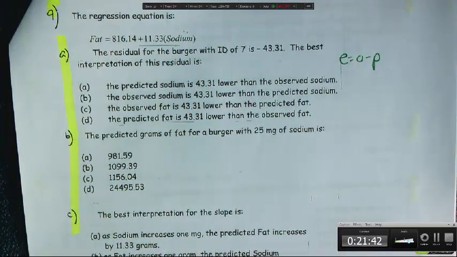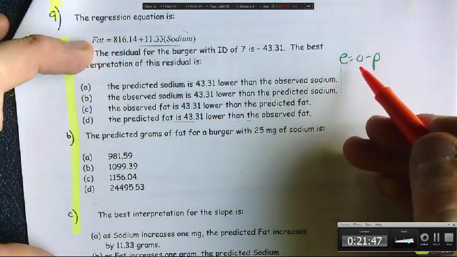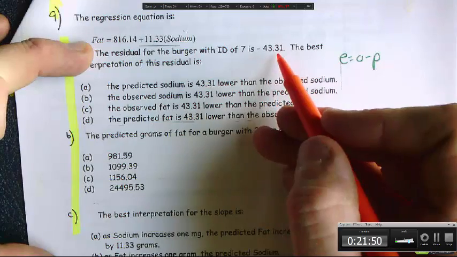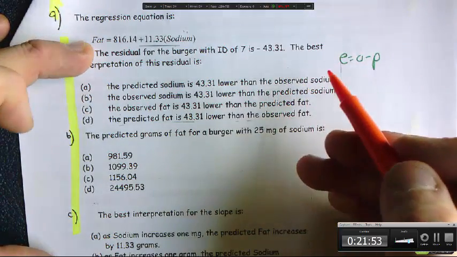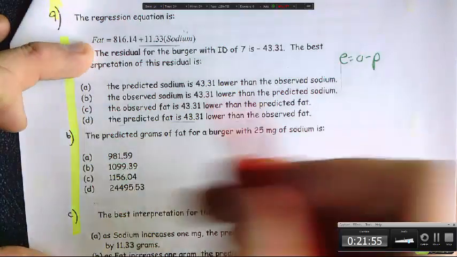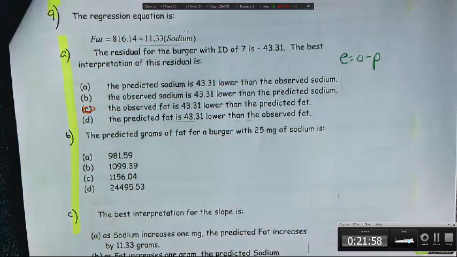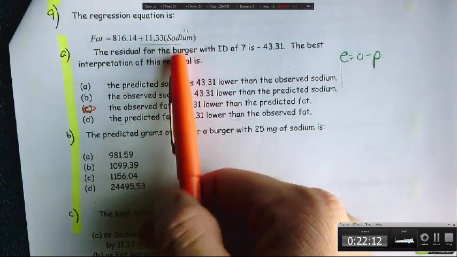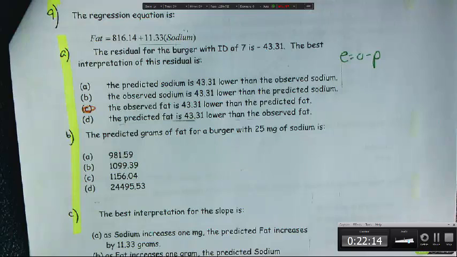So the observed fat, in this case, is 43.31 lower than the predicted fat. Why would we use fat instead of sodium? Because when you plug in something, you're making a prediction about fat using sodium. So sodium is the one doing the predicting, but you're predicting about fat.